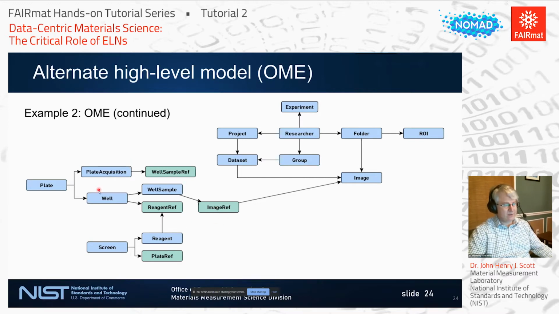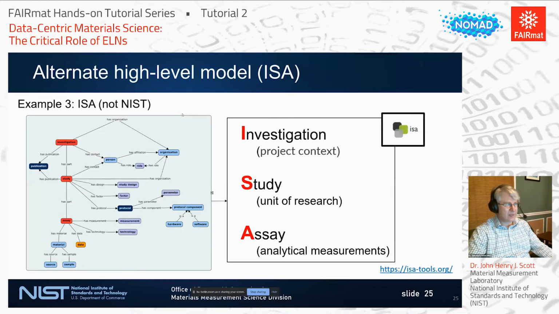These are less relevant to electron microscopy or material science samples, and this illustrates that if you have an alternative high-level model, it can be not well suited for a particular subdomain, and of course it could be incompatible in some ways with other people's high-level models.